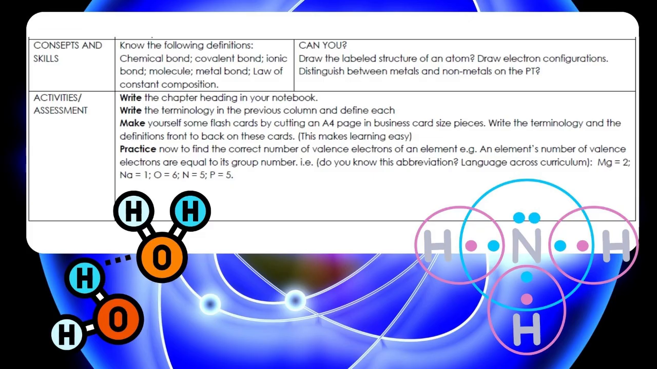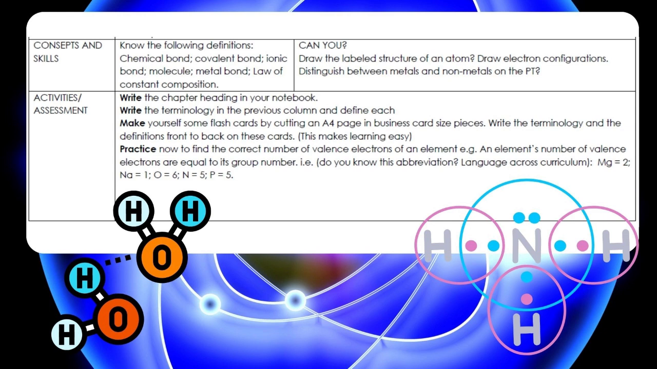Concepts and skills. Know the following definitions: chemical bond, covalent bond, ionic bond, molecule, metal bond, law of constant composition. Can you draw the labeled structure of an atom? Draw electron configurations. Distinguish between metals and nonmetals on the periodic table.